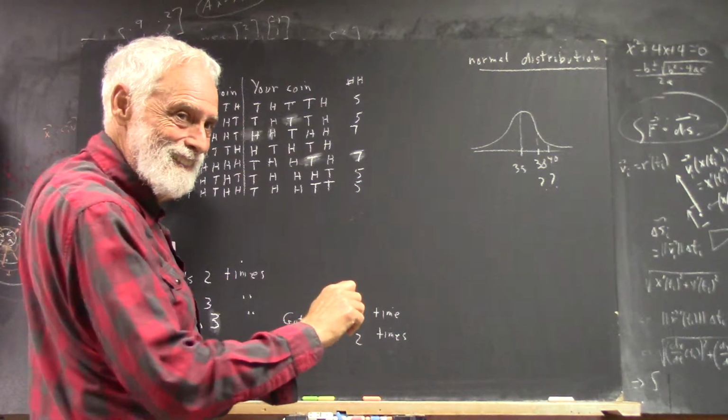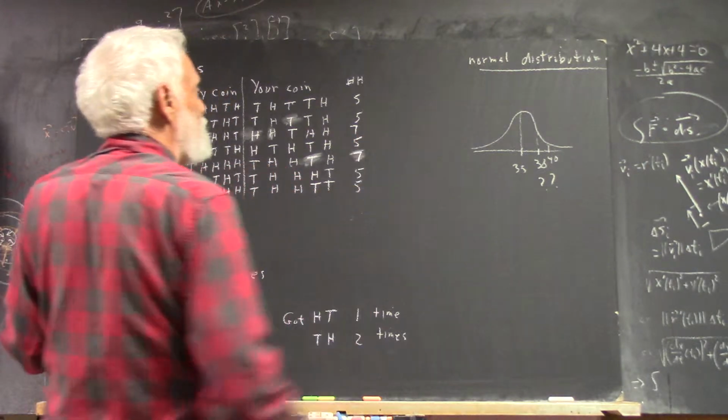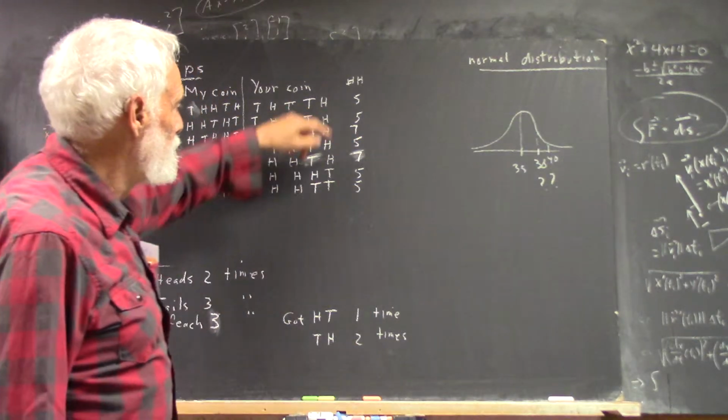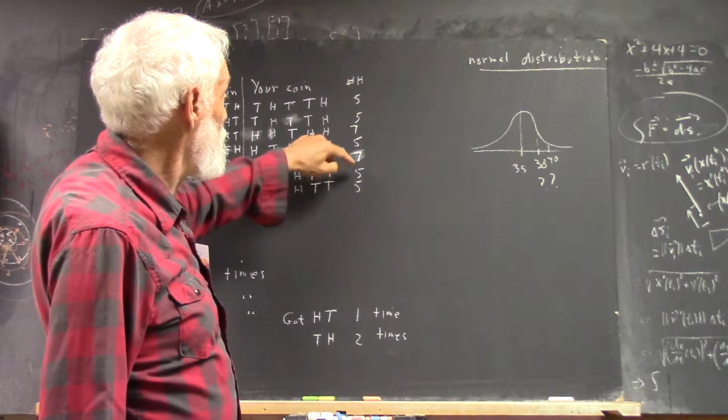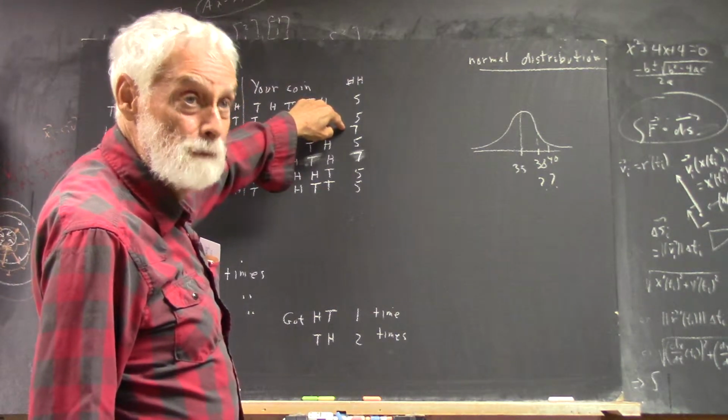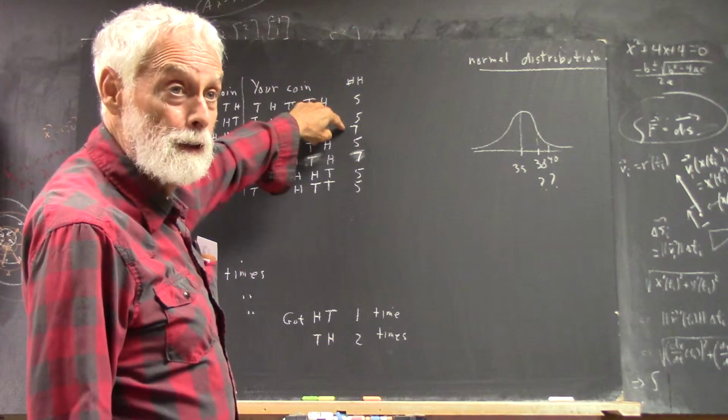It's 5 heads. Okay, so the total number of heads, we got 5 5s, which is 25, and 2 7s, which is 14. That's 39, isn't it?